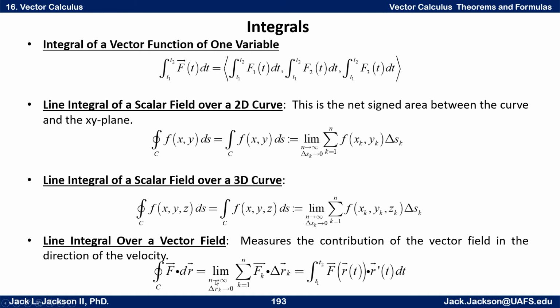And that's the limit as n goes to infinity, and these delta r sub k vectors approach 0, either approach the 0 vector or the norm of them approach 0, of the F sub k dot the delta r sub k. And we work that out by parameterizing it from a parameter from the beginning to the end of the curve, from t1 to t2, and you write that F of the r of t, so they ultimately get an F of t dot with the r prime and then dt.